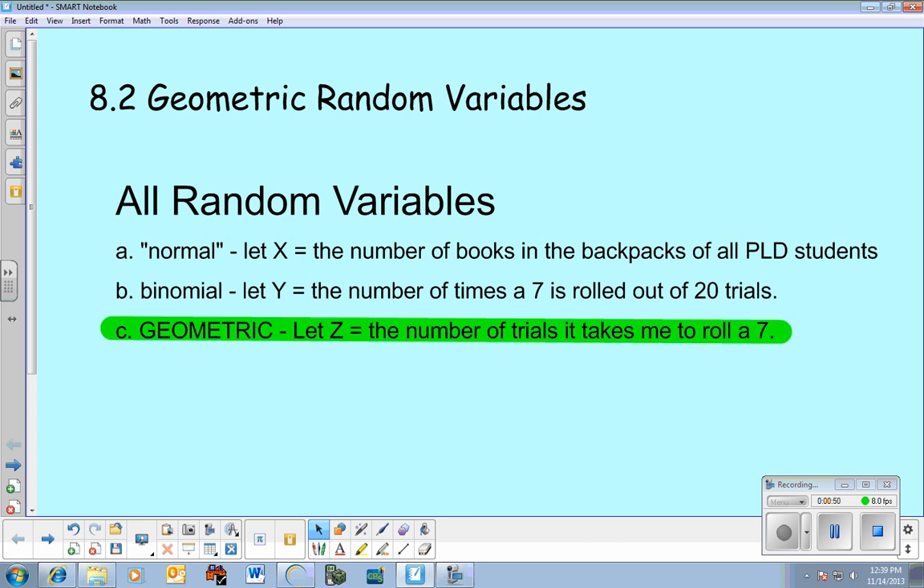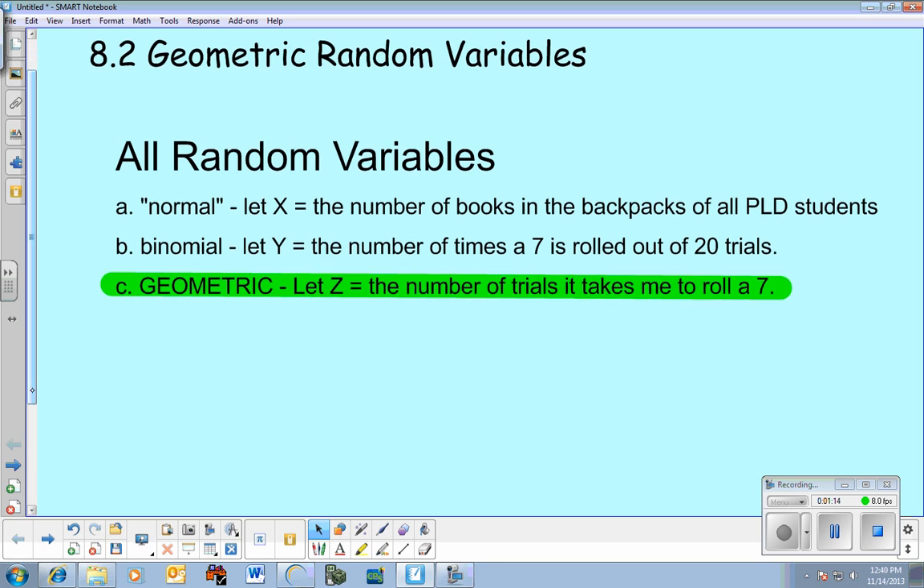Okay, so whereas in binomial, I know I'm going to roll 20 times, and I want to know what's the probability that I get this many sevens, this many successes. In geometric, I know there's only going to be one success, and I'm going to roll until I get it. And the question would be, what's the probability that my first success happens on the 5th roll, for example?